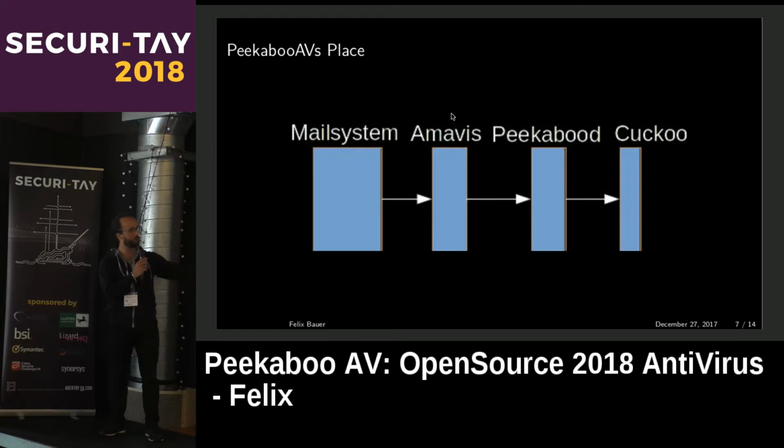We have the mail system on the left. We have Amavis, which is the industry standard for dissecting email messages, because the email format is really ugly. If you have ever looked at it, it's really ugly, this MIME structure. So Amavis takes care of it. It splits up the email message, puts it into a directory and hands over that directory to the antivirus. And you can use any antivirus for that. It also integrates with PeekabooD, which is the daemon that runs the Peekaboo antivirus. And that then talks to the Cuckoo system, which can be any Cuckoo system that you're running anyway, and scans the files.